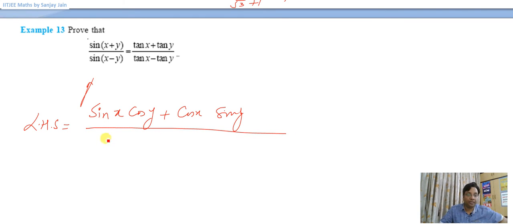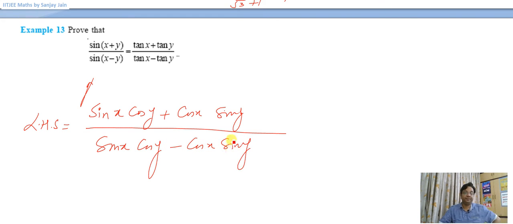And in the denominator I have sin x cos y minus cos x sin y. Now if you notice, what do you require? You require tan x plus tan y, all of these terms in tan. So you think in your mind, what do I divide these terms with so that I can bring them in the form of tan x plus tan y? So you have to divide each of the terms with cos x cos y.